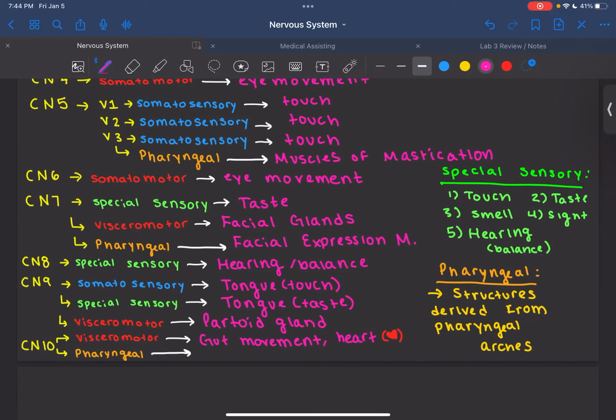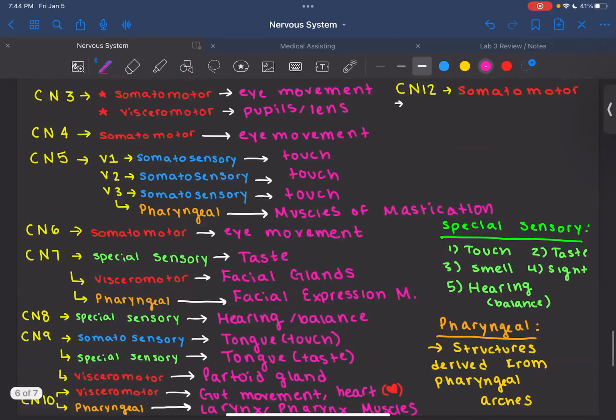For cranial nerve number 10, aka the vagus nerve. Did I say vagus nerve when I said heart? Oh my gosh, I really hope I did. Anyway, the vagus nerve innervates the heart, and it also has pharyngeal innervation to the larynx slash pharynx muscles. I pronounce those weird, but you get the gist. So those are also pharyngeal arch derived.